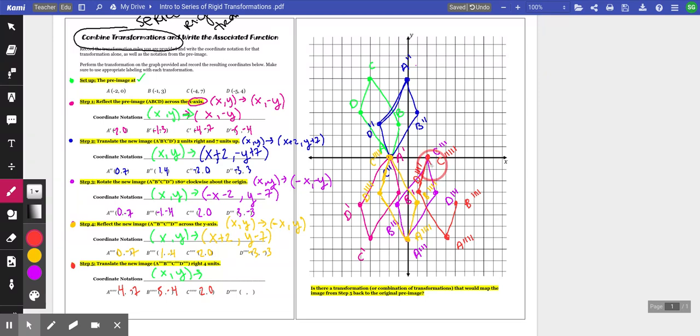Right? So at no point do I have a different shape. I have that same quadrilateral. It's just moved all over the place. So that was 1, -4.